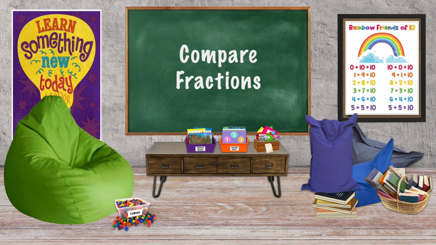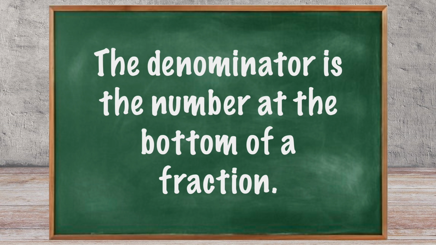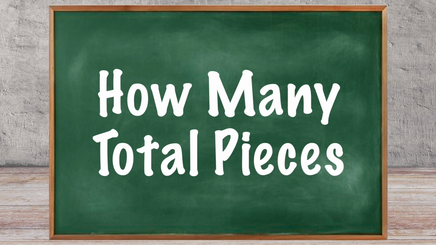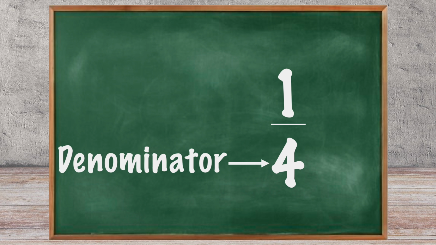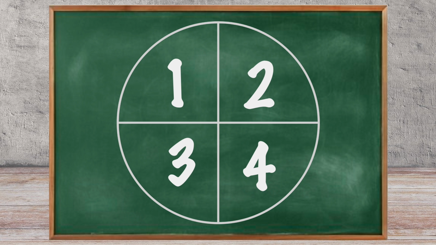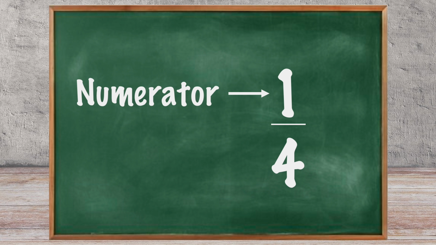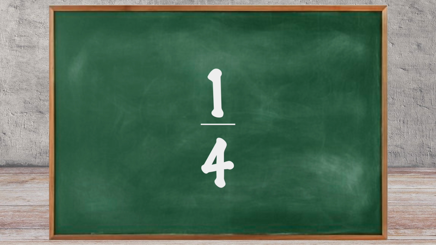Emily, when we compare fractions, we first look at the denominators. The denominator is the number at the bottom of the fraction. It tells us how many total pieces we have. For example, in the fraction 1/4, the denominator is 4. This means that in the whole cake, we have a total of 4 pieces. The 1 is the numerator. That tells us that we are just looking at one piece of cake. 1 out of 4, or 1/4.